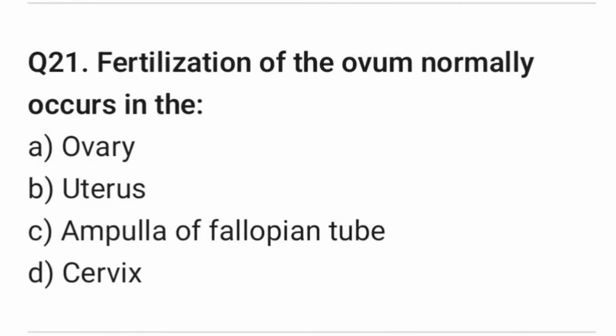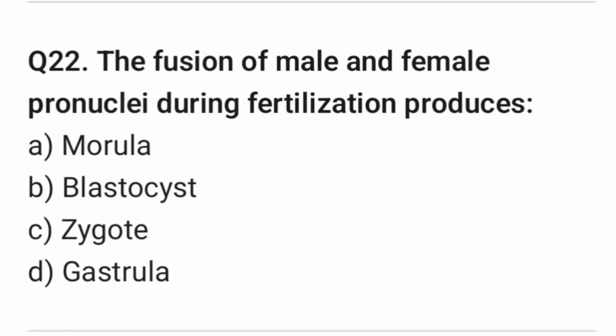Question 21. Fertilization of the ovum normally occurs in. Right answer is option C. Ampulla of the fallopian tube. Question 22. The fusion of male and female pronuclei during fertilization produces. Right answer is option C, zygote.